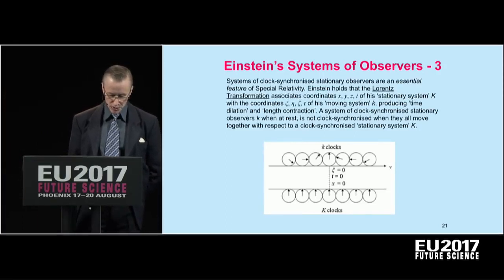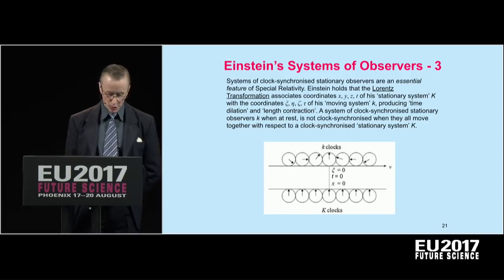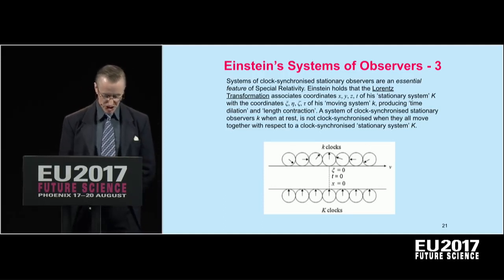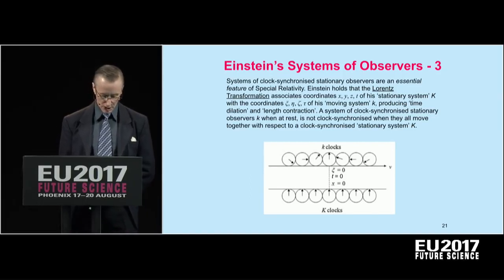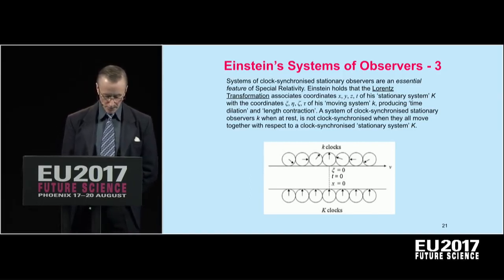Einstein's systems of clock synchronized stationary observers are an essential feature of special relativity. He holds that the Lorentz transformation associates coordinates x, y, z, t of his stationary system K. Yeah, we'll look at the bottom system of observers. They're all stationary and they're all reading the same time. With the coordinates xi, eta, zeta, and tau of the moving system. That's the little k system at the top. So the little k system's moving, producing time dilation and length contraction.